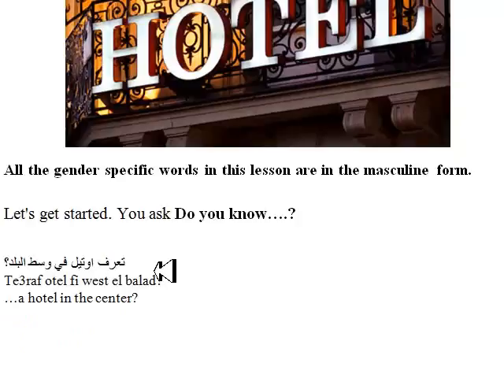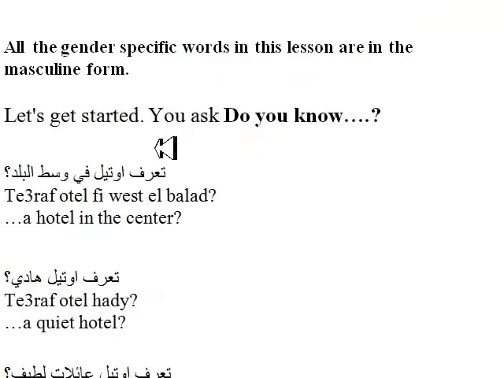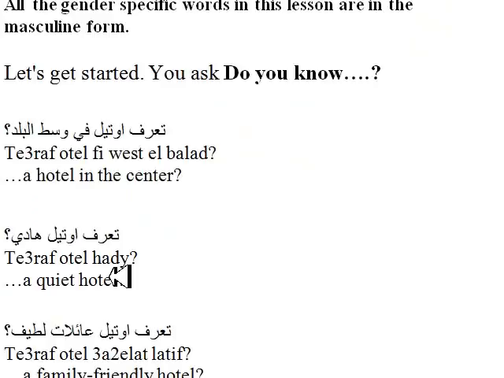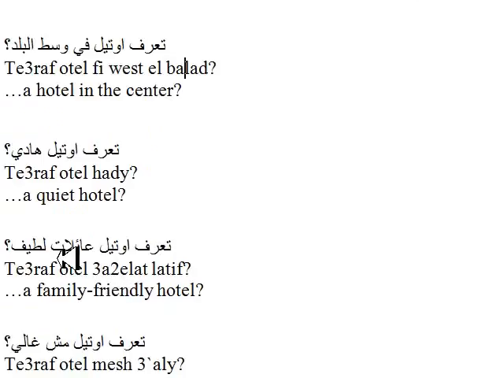And you ask, do you know? تعرف اوتيل في وسط البلد, do you know a hotel in the midtown or the center? تعرف اوتيل هادي, it's the same pronunciation as hotel, and hadi means quiet, like calm. تعرف اوتيل عائلات لطيف, do you know a family friendly hotel?